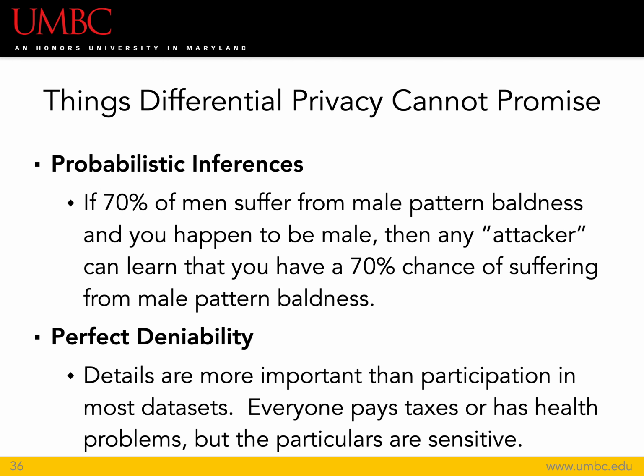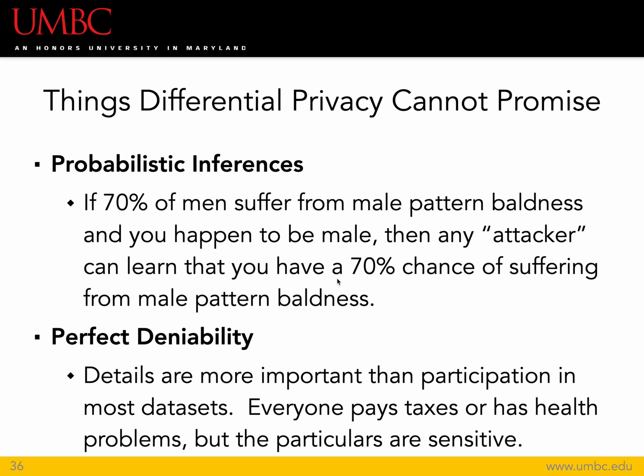It doesn't protect against probabilistic inferences. So if you just happen to know 70% of men suffer from male pattern baldness, and I don't actually know if this is the statistic or not, it kind of doesn't matter. If it's just an assumed fact of the world, then any attacker can learn that you have a 70% chance of suffering from male pattern baldness using the data set, right? If you're in a data set and they know that you're male, you can learn this piece of information.